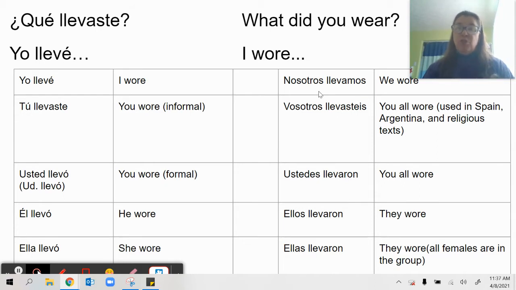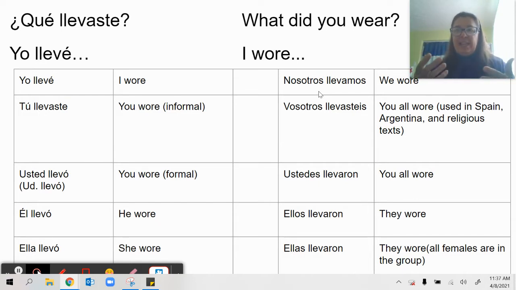Nosotros llevamos, we wore. I know that's kind of like the same present tense, but remember if we're putting in past things like yesterday, last night, last week, you're going to know it's past versus present. Vosotros llevasteis, you all wore. Ustedes llevaron, you all wore. Ellos llevaron, they wore. Ellas llevaron, they wore.